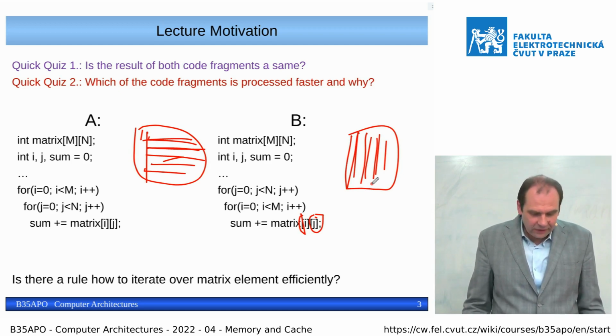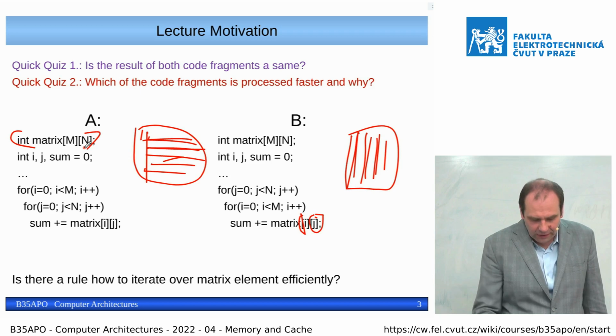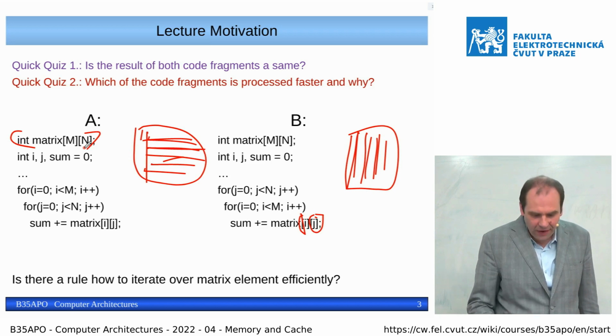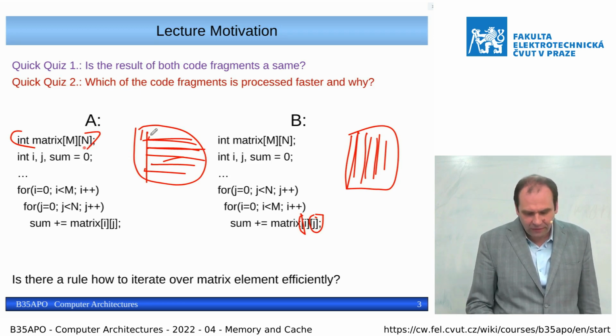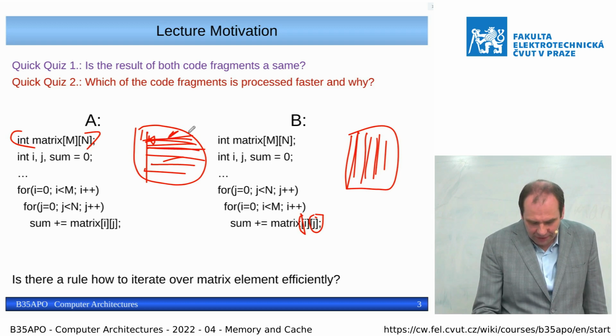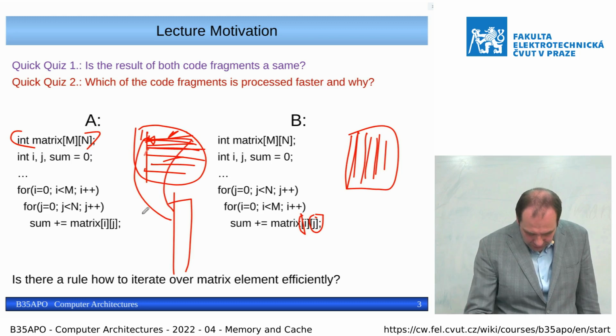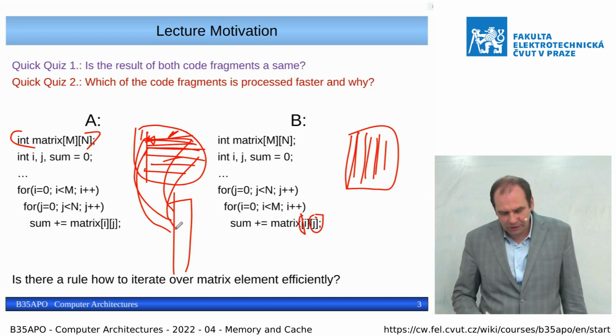Okay, the question is in which language it is written. If it is written in C, then probably the faster one is the first one, because C puts rows one after another. So basically we have elements in the row. In the actual memory, we map rows one after another, so each row is after the preceding row.